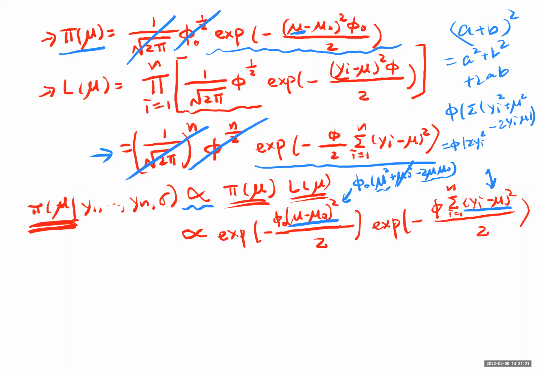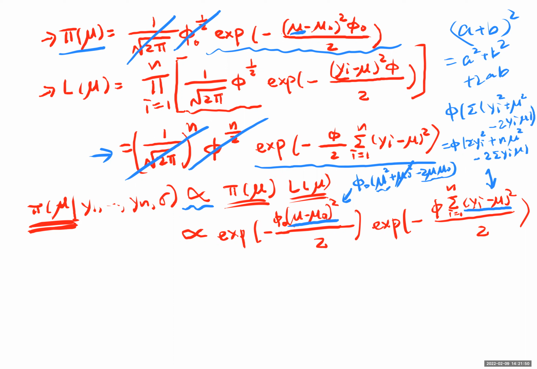And then I'm going to add, summing up n times mu squared, so that just becomes n mu squared. And then I'm subtracting 2 times the sum of yi times mu. That's my whole term. Yeah, so I'm expanding the square first and then applying the summation. The summation is outside of the square terms.